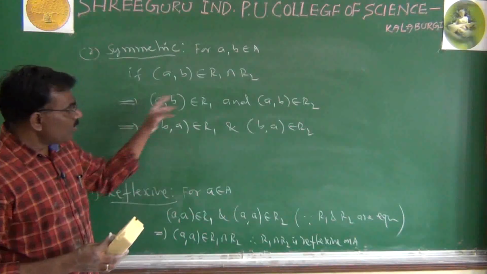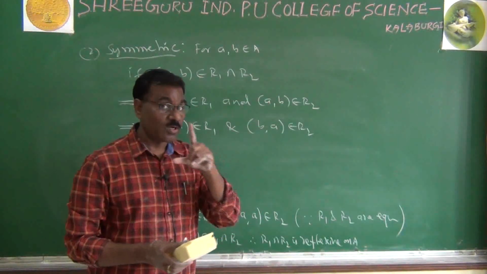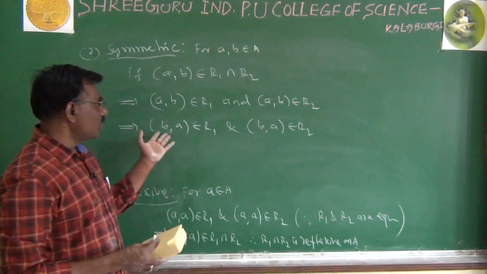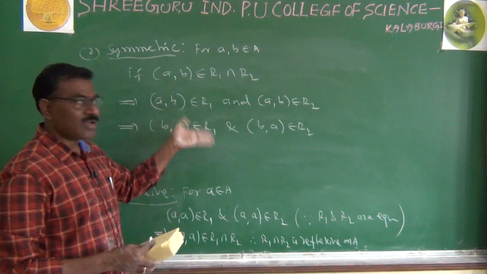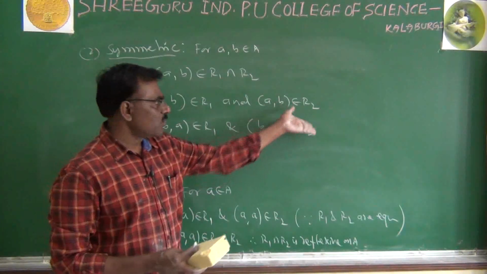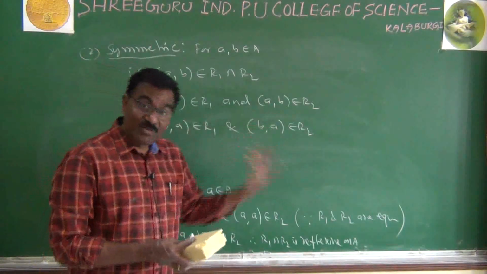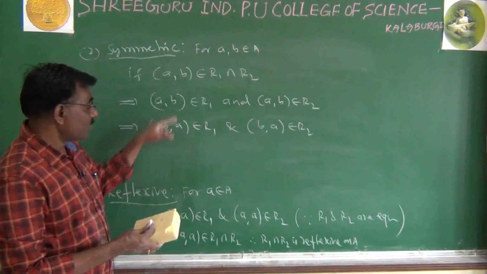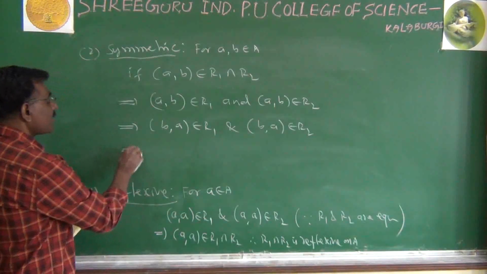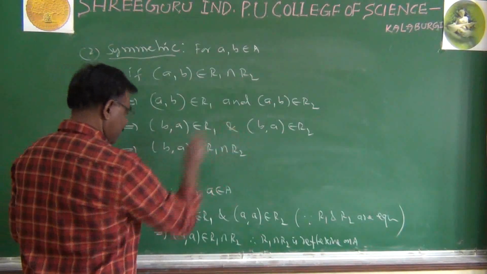Why are you taking b, a? Because R1 and R2 are equivalence relations. Equivalence means all three properties are satisfied. A B को B A लिख सकते हैं, क्योंकि R1 equivalence relation है, and R2 is also an equivalence relation. 100% दोनों लिख सकते हैं. ये दोनों R1 R2 equivalence already हैं, but फिर भी b, a लिख सकते हैं. So this implies b, a belongs to R1 intersection R2.